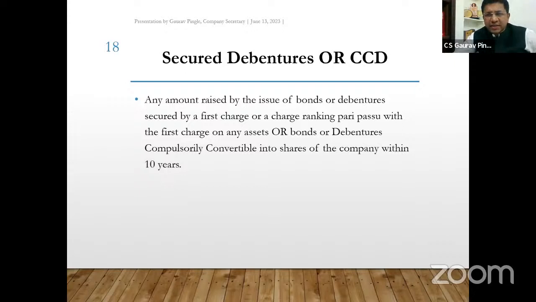Okay. So I'll just quickly run through a few other provisions. It says that money raised by way of secured debentures, or compulsorily convertible debentures or bonds. So only secured debentures or CCDs will be an exempted deposit. If it is an unsecured debenture, you may refer to the next clause. But if it is a partly convertible or optionally convertible debenture, then it will not fall under this, and it may be a deposit under the provisions of deposits.